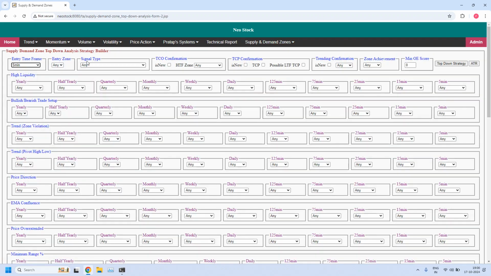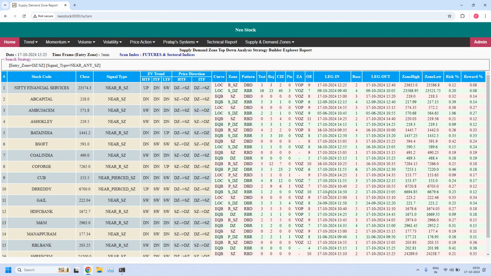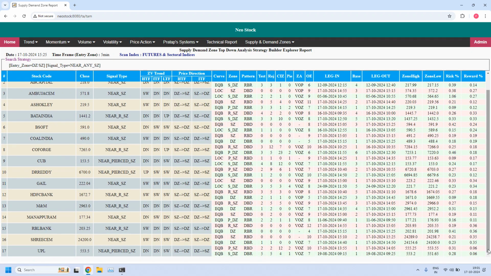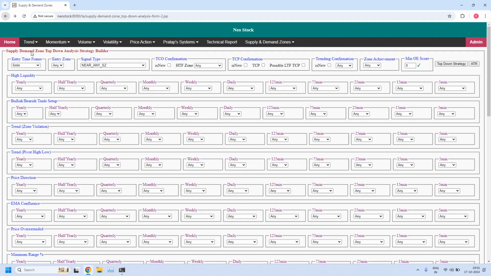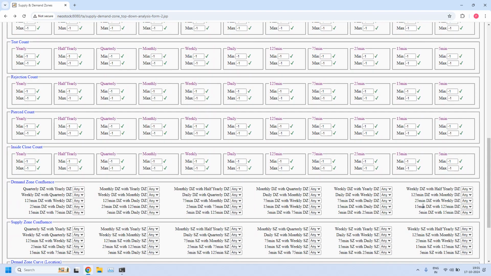Next, for 5 minutes time frame, let us find the stocks near 5 minute supply zone. So this is the filtered list. These are the first 15 stocks. Scrolling the list down. So total 17 stocks are filtered. Let's verify how many of these stocks are having ITF supply zone confluence. That is 5 minute supply zone confluence with 15 minute supply zone confluence. I am enabling this filter.